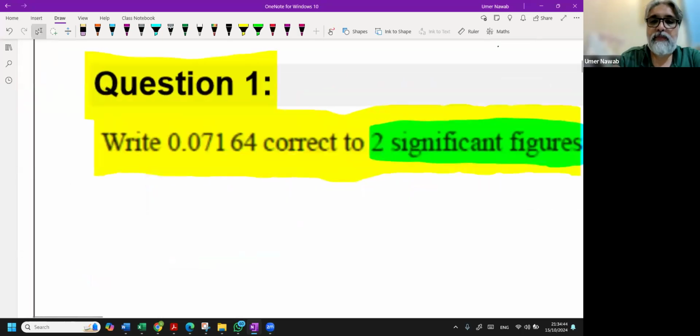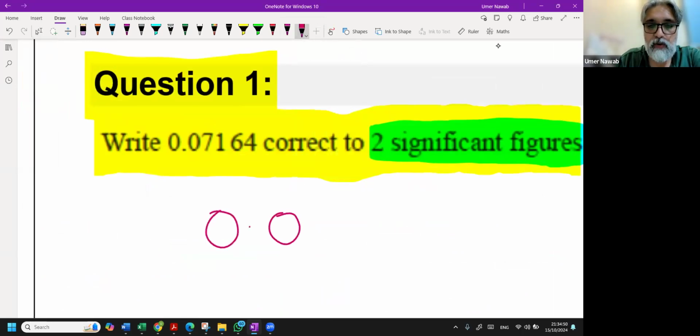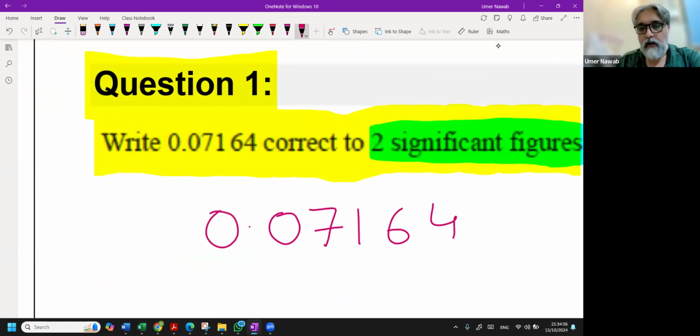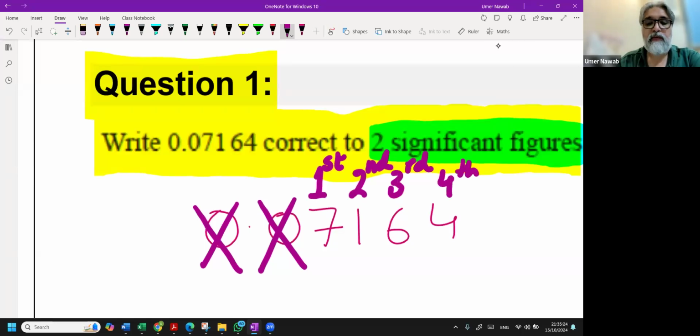So let's go to the question. As you can see, the question gives you 0.07164. Now, I need to see in how many significant figures this number has already been written. As you can see, this zero cannot be significant, and this cannot be significant. So 7 is at the first significant place, 1 is at the second, 6 is at the third, and 4 is at the fourth significant place.